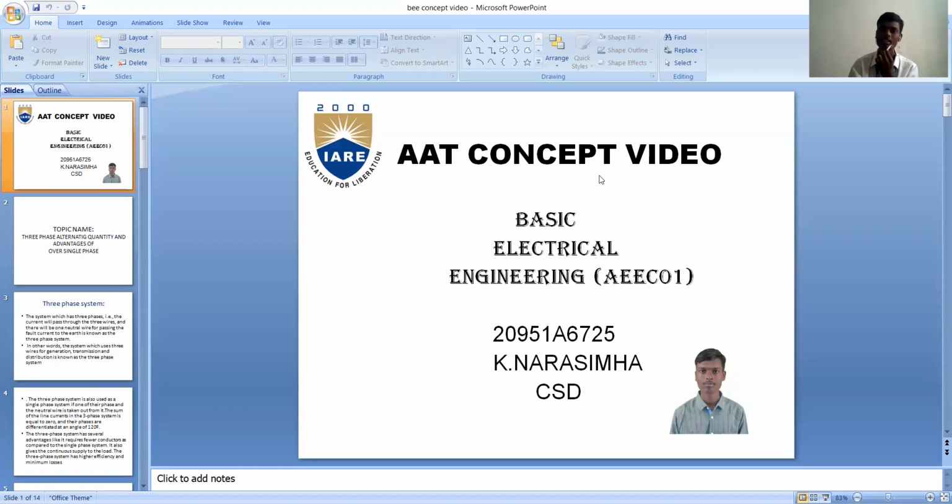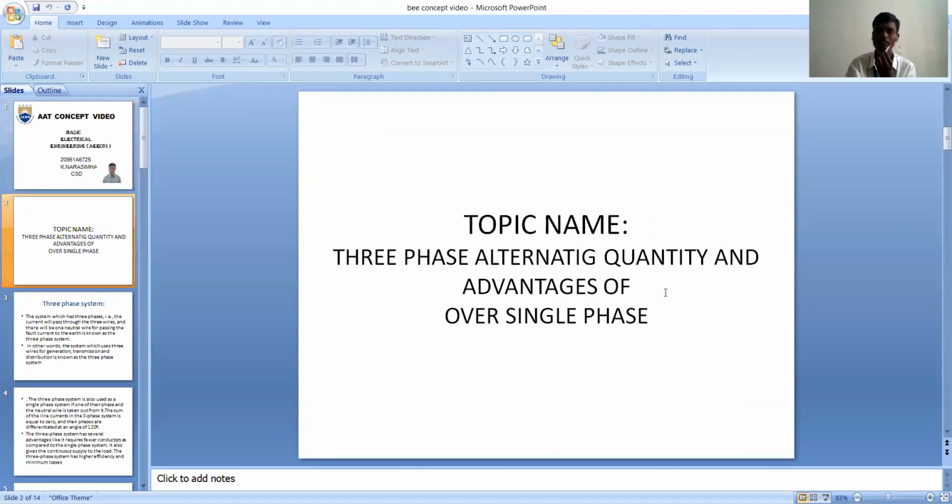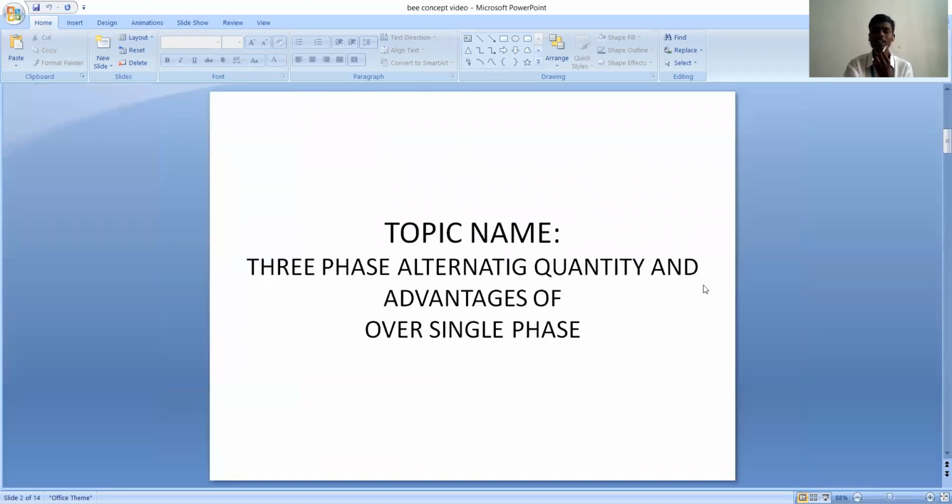Today, as a part of my subject Basic Electrical Engineering, I want to explain a topic named three-phase alternating quantity and the advantages of the three-phase system. Nowadays we are all aware of transformers, which are used in our day-to-day life. The current passed through the transformer or any meter is of two types: single phase and three phase. Today I want to talk about the three-phase alternating quantity and the advantages of using it.